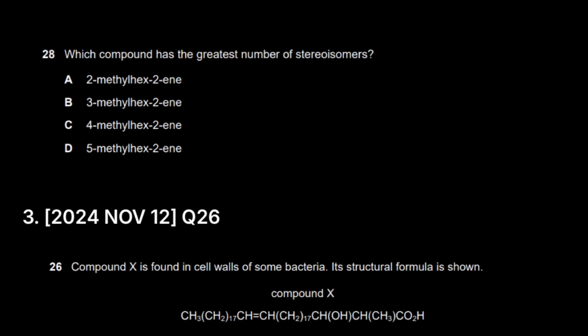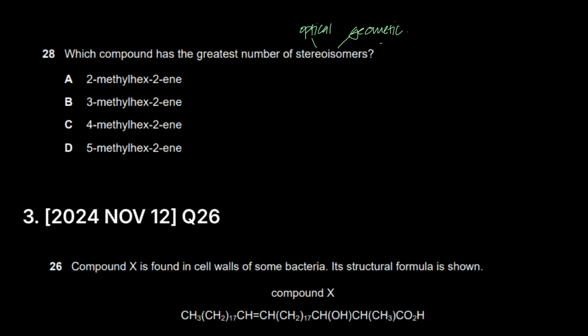Next question. Which compound has the greatest number of stereoisomers? Now for this, because we know that stereoisomers are both optical and geometrical, we have to make them. So 2-methylhexane, those who are pathetic with naming and who don't know their naming stuff, they will fumble here because they won't be able to make the structure. So that's why naming is very important.